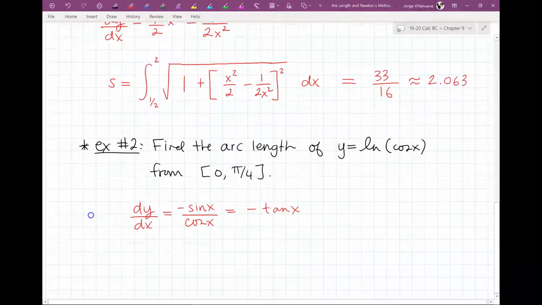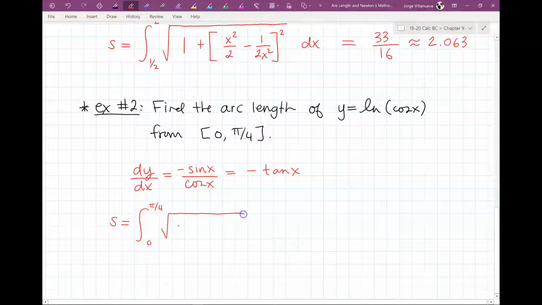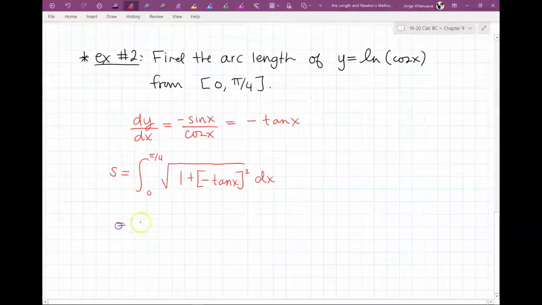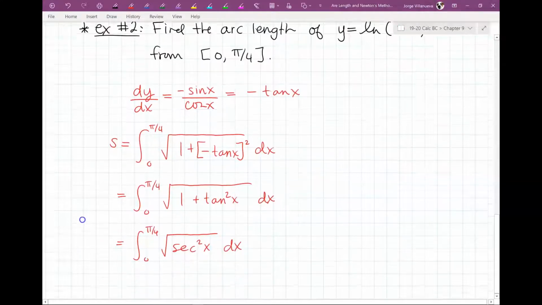So awesome, I have that. Now let's plug in the information. S is equal to the integral from 0 to pi over 4 of the square root of 1 plus negative tangent of x, squared, dx. So that's the integral from 0 to pi over 4 of the square root of 1 plus tangent squared x dx. What's the identity for 1 plus tangent squared x? Yeah, it's secant squared x. It's one of the Pythagorean identities.